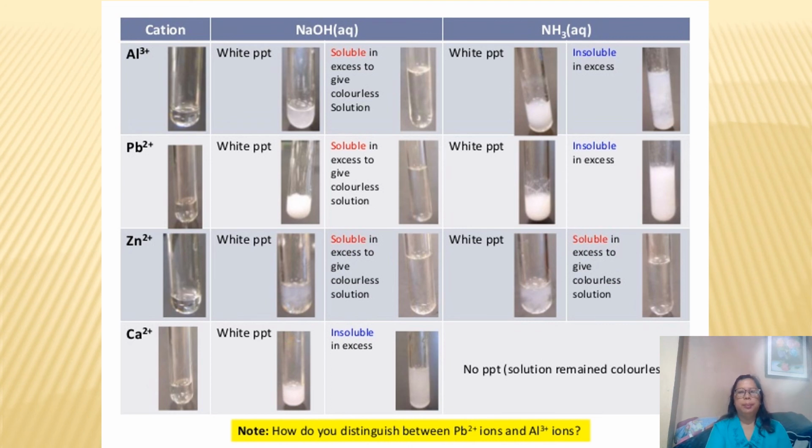Now, for the reaction to ammonia, you have a white precipitate if aluminum is present, and a white precipitate also for lead. In this case, the white precipitate is immediately formed, but upon the addition of excess, it will yield a colorless solution.